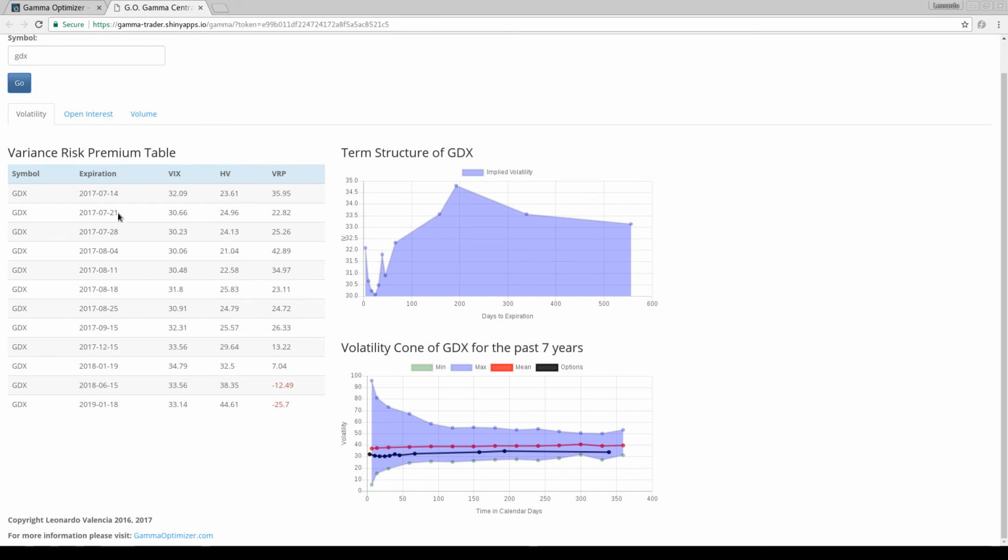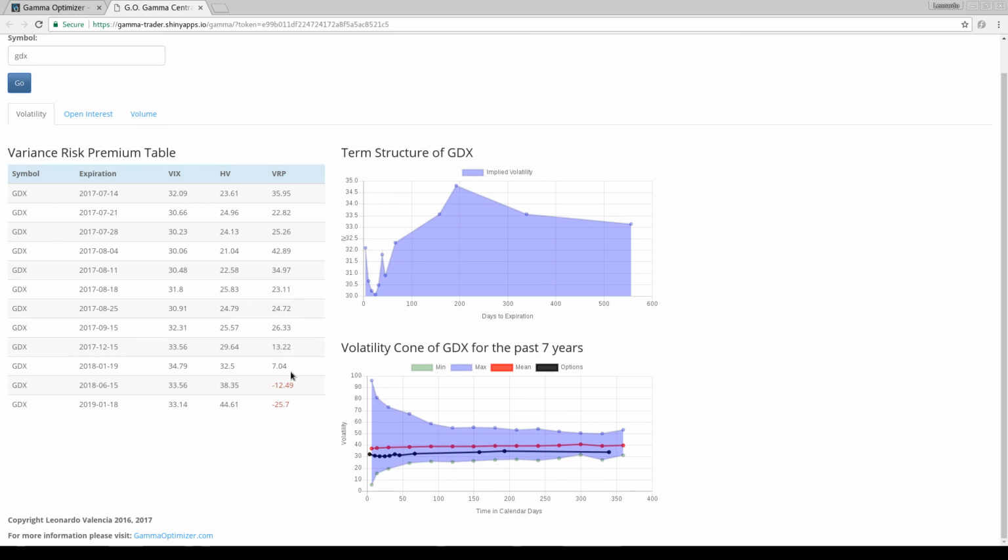And if I go a little farther, for instance, to August 11, so this is 1 month out. This is the implied volatility of those options, almost 30.5%. And realized volatility in the past month has only been 22.58%. So this is almost 35% overpricing. So the VRP gives you an idea of the overpricing of options with respect to very recent volatility. You can see how near term seems to be kind of overpriced, but then the overpricing is coming down.